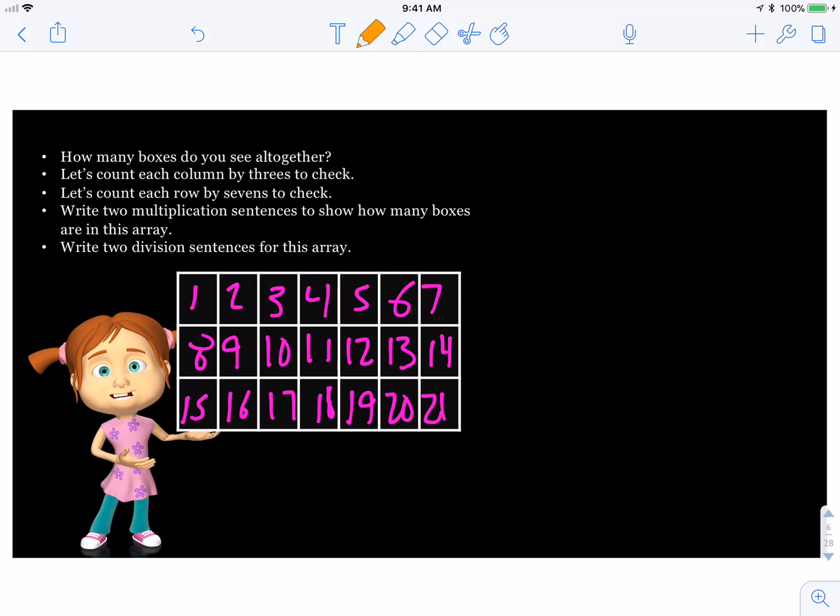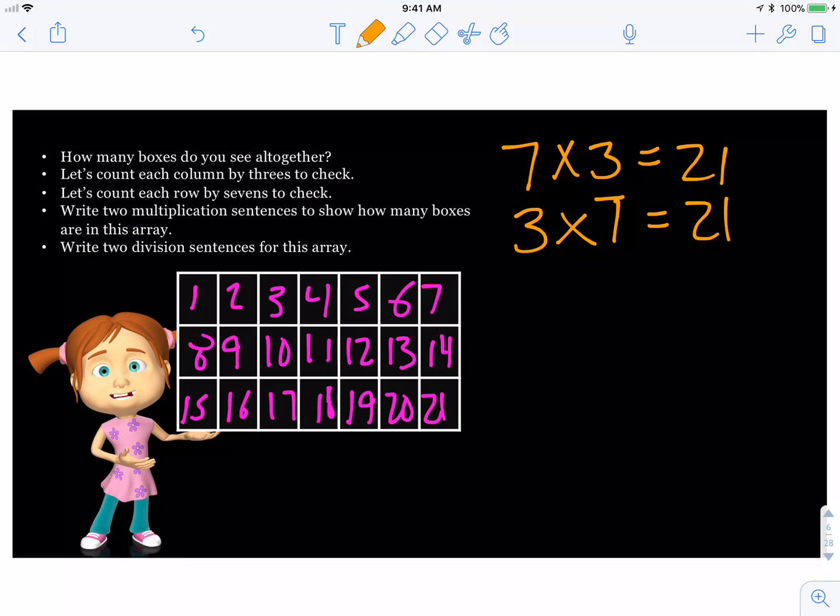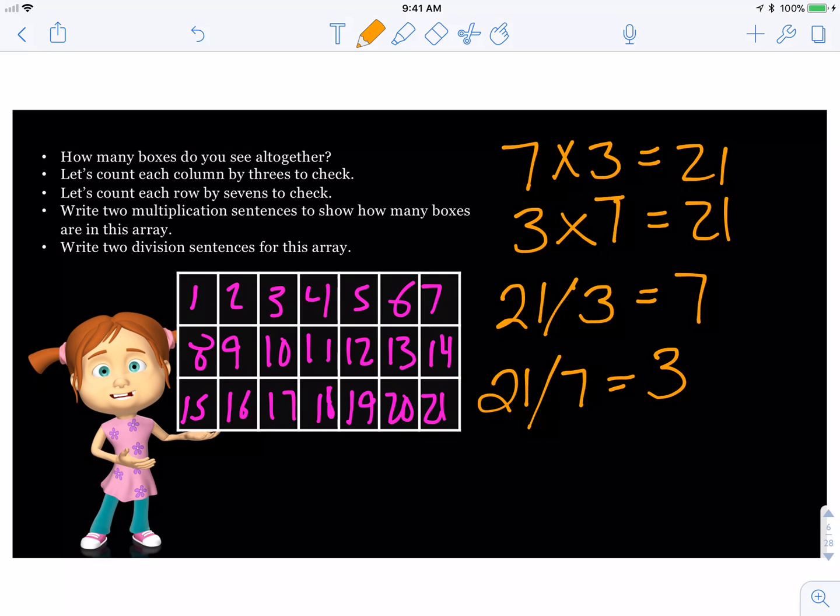So 7 times 3 is 21. Let's go ahead and write that multiplication sentence down. 7 times 3 equals 21. You could also say we have 3 rows times 7 in each row equals 21. Let's think about division. 21 divided by 3 rows equals 7, because I have 7 in each row. 21 divided by 7 equals, that's 7 columns, equals 3 in each column. It's pretty easy stuff if you ask me.